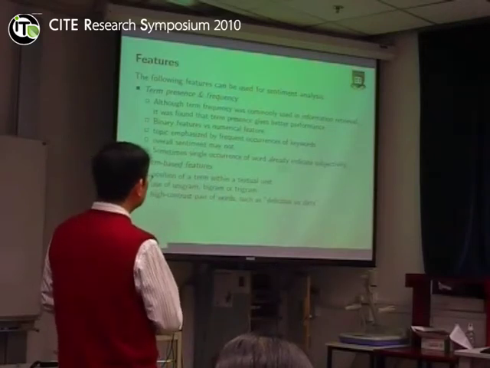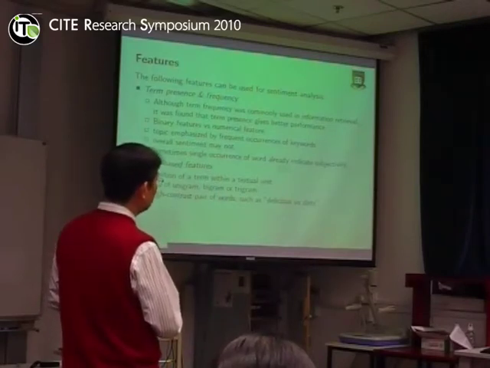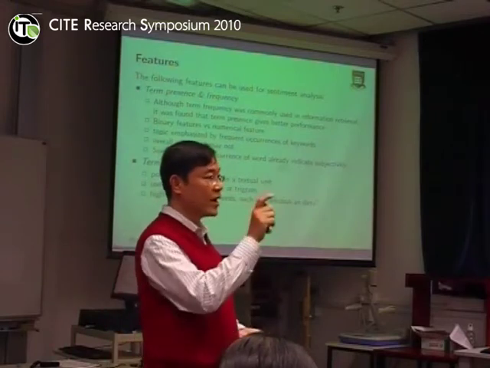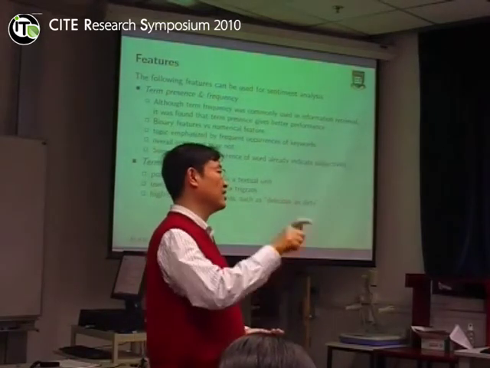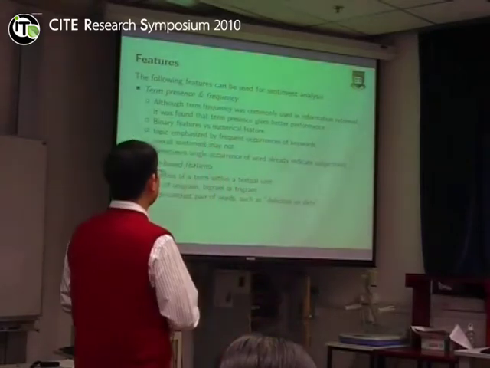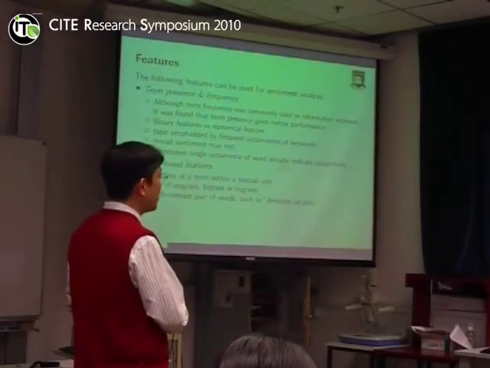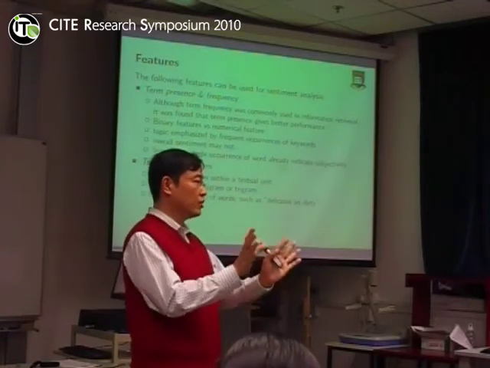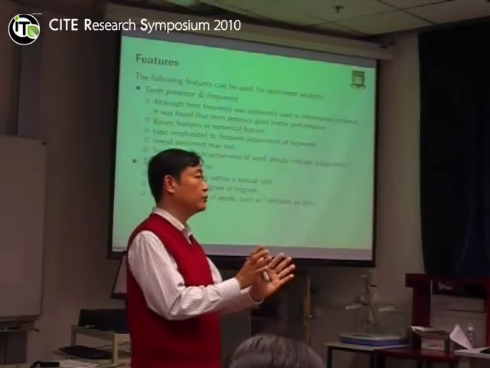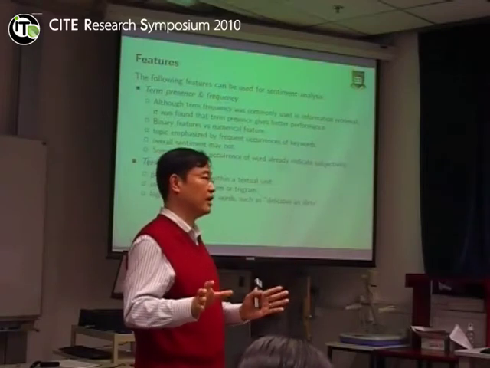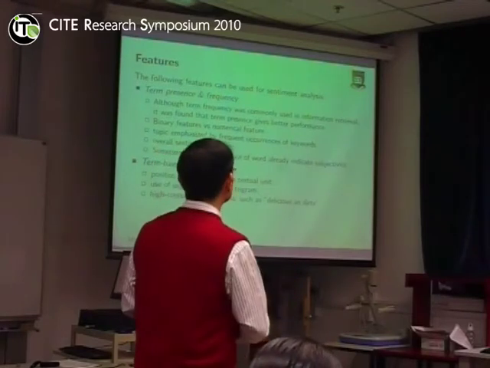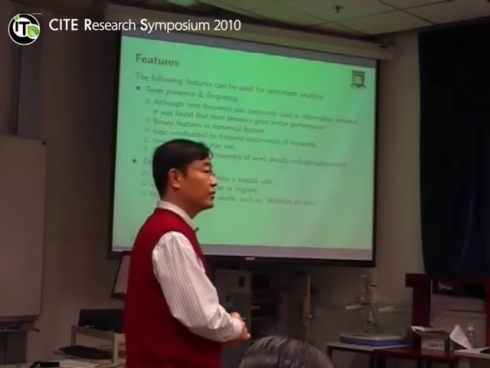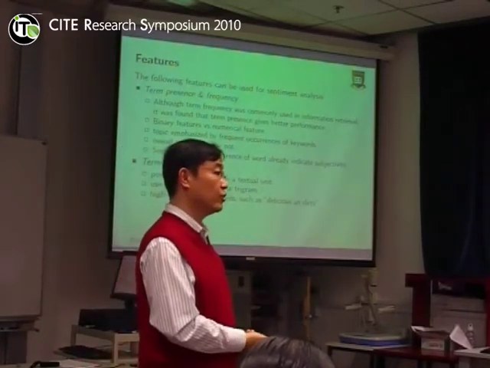And we can also use term-based features, for example, the position of the term inside a textual unit: whether it is in the beginning, at the end, or the middle. Or the use of unigrams, bigrams, or trigrams. A bigram is two words adjacent together, and a trigram is three words adjacent to each other. And high contrast pairs of words such as delicious and dirty will also indicate the opinion of the authors.